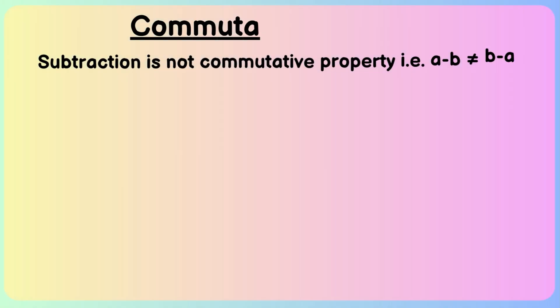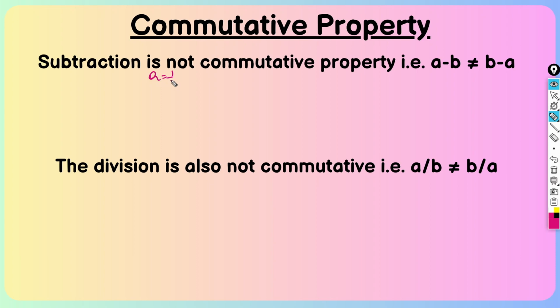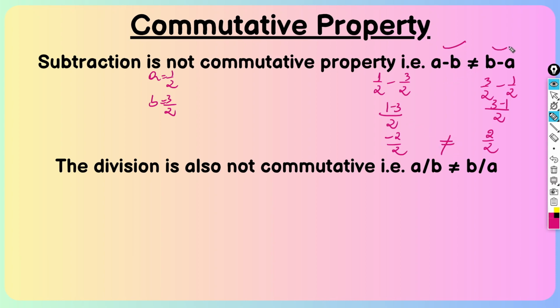Now we will see for subtraction. a is equal to 1 by 2, b is equal to 3 by 2. a minus b is 1 by 2 minus 3 by 2. This is nothing but 1 minus 3 by 2, which is equal to minus 2 by 2. Whereas b minus a is 3 by 2 minus 1 by 2, which is equal to 3 minus 1 by 2, which is 2 by 2. So this is minus 2 by 2, this is plus 2 by 2, which is not equal. Thus, for subtraction, rational numbers do not follow commutative property.